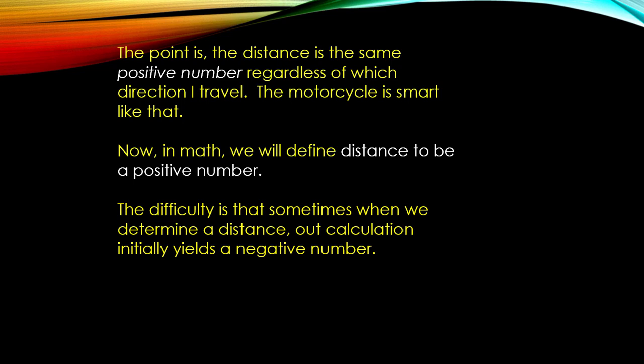Now the problem in math arrives whenever we calculate the distance between 2 points on a horizontal or vertical line, and the problem arises because distance between 2 points is a subtraction. But we always want the distance, we'll specify the distance as being a positive number. Regardless of what we initially calculate, we want our distance number to be a positive number.